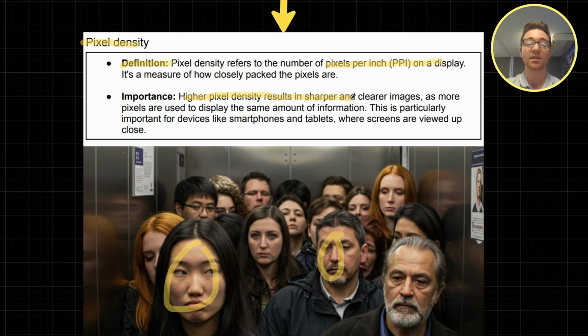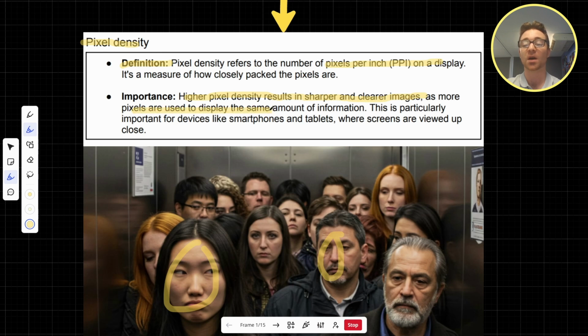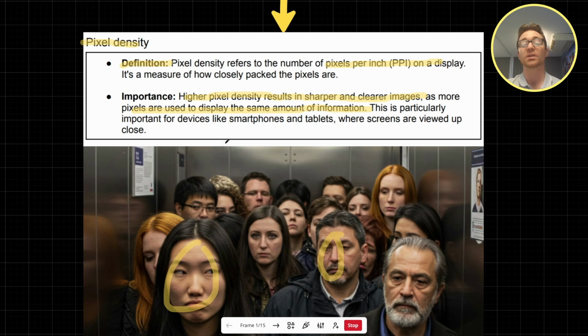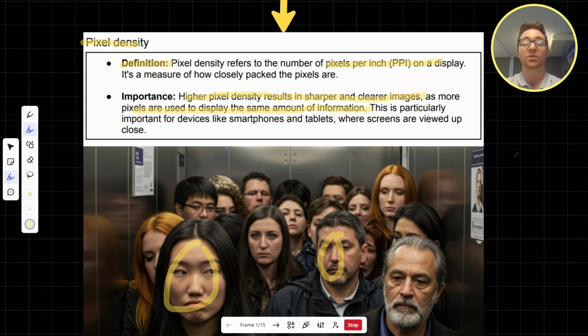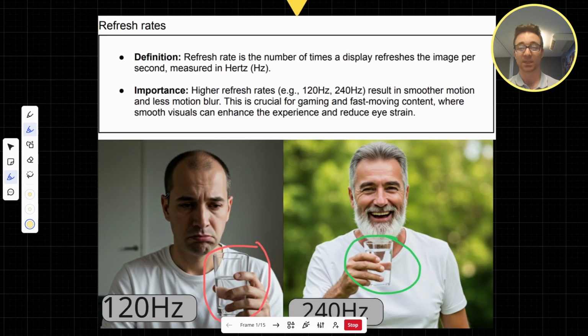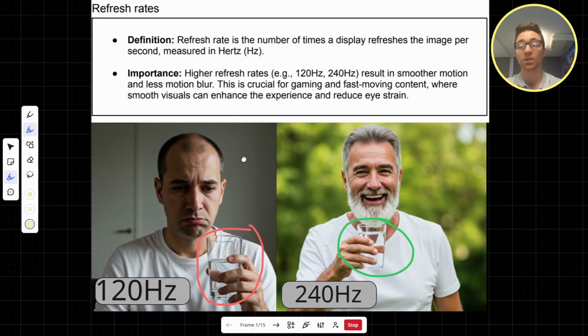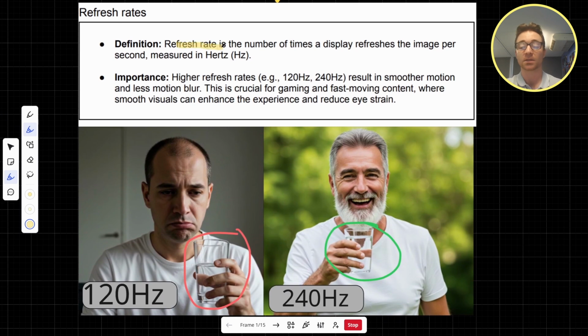Generally, the higher a pixel density, the better the result in relation to how sharp and clear the images are, because more pixels are used to display the same amount of information. All right, so the higher the pixel density, you're generally going to have a sharper and more clear image. That's pretty much what you need to know about that. I don't need to stick around and talk about it too much because that's all you need to know. Refresh rates.